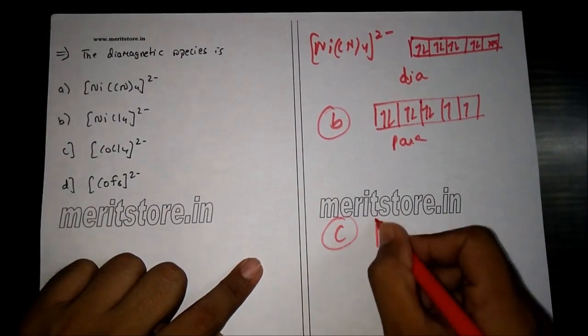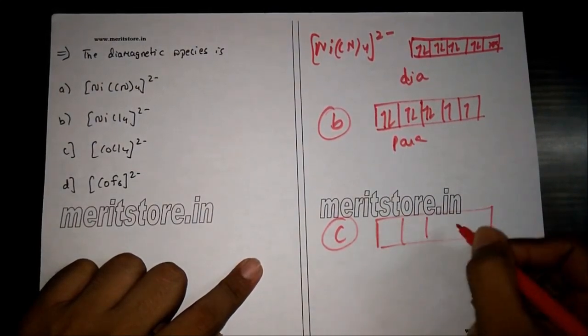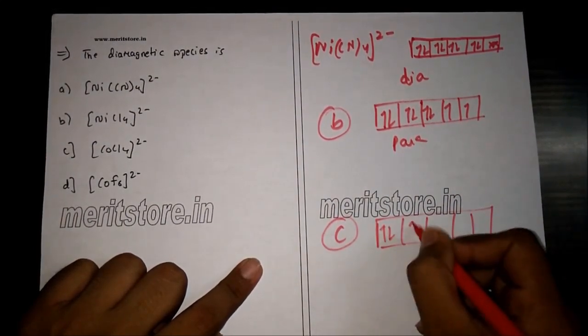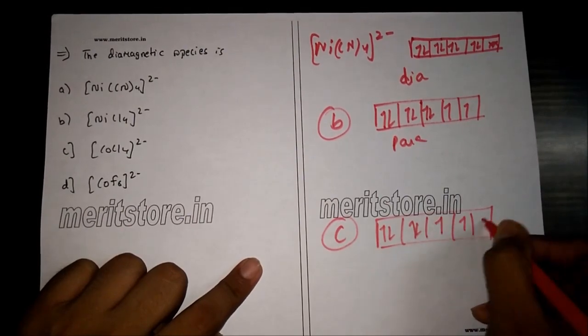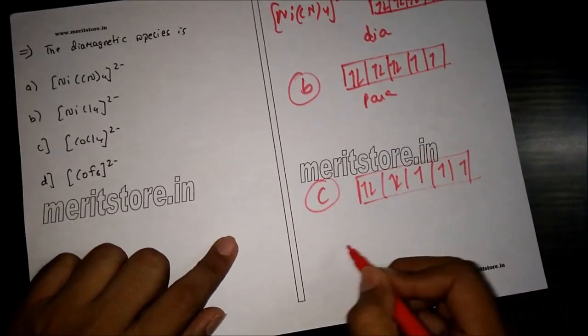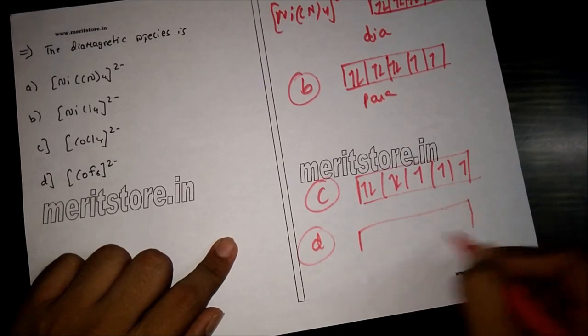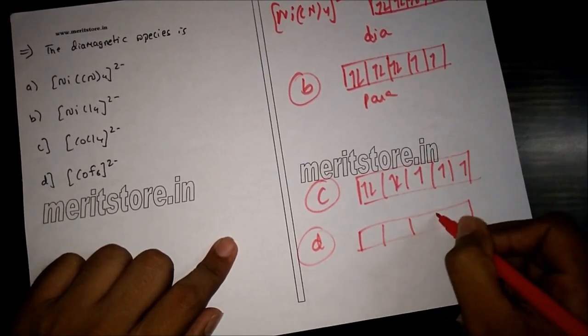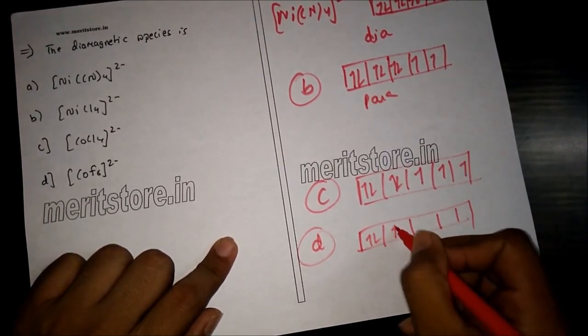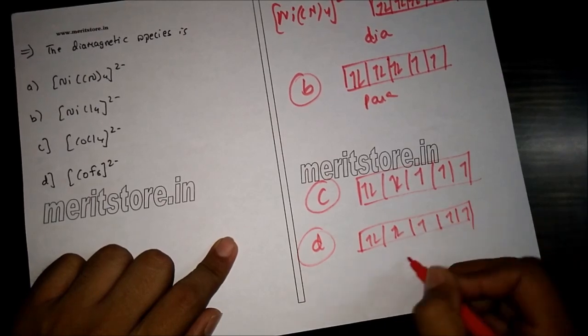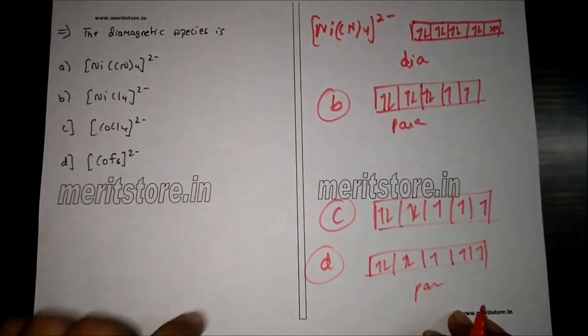Option C, also there are three electrons that are unpaired. Therefore this is also paramagnetic. And in option D also there are three electrons which are unpaired, which is also paramagnetic. Therefore the correct answer is option A.